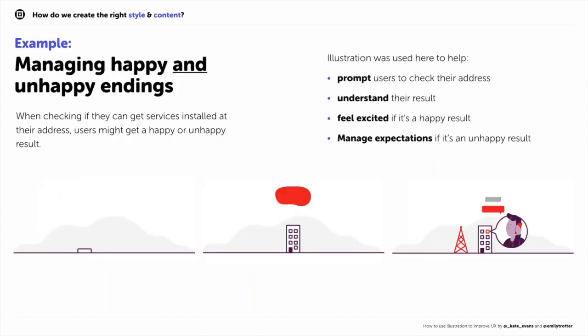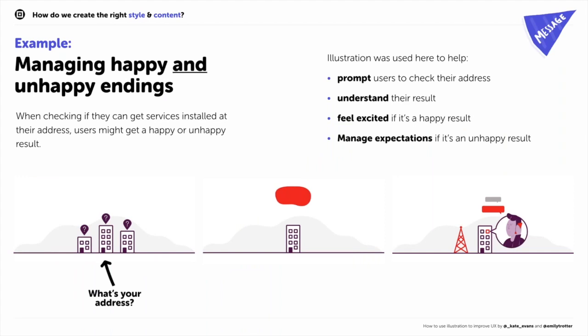Okay. In this example, we created 3 illustrations to support a journey where a user enters their address to see if they can access certain services at their physical location. The journey had 2 distinct outcomes. We referred internally to these as a happy path and an unhappy path to remind ourselves how the user might be feeling. Our aim was to always promote a positive message, no matter the outcome, and give some helpful information.